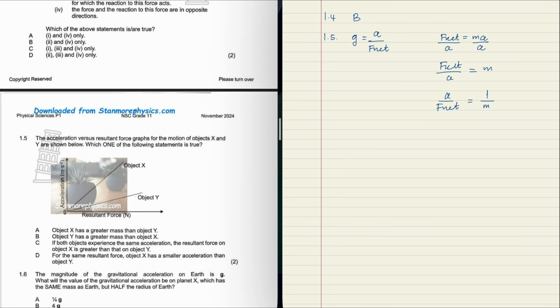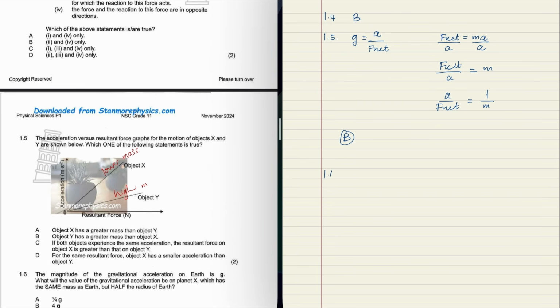So what does that mean in terms of the graphs? It means that the graph that has the greater gradient is actually going to have the smaller mass. So this has a lower mass, because remember, the gradient is the reciprocal of mass. This has a higher mass. So object X has a greater mass than object Y. That is incorrect. Object Y has a greater mass than object X. That is correct. So the answer here is B.